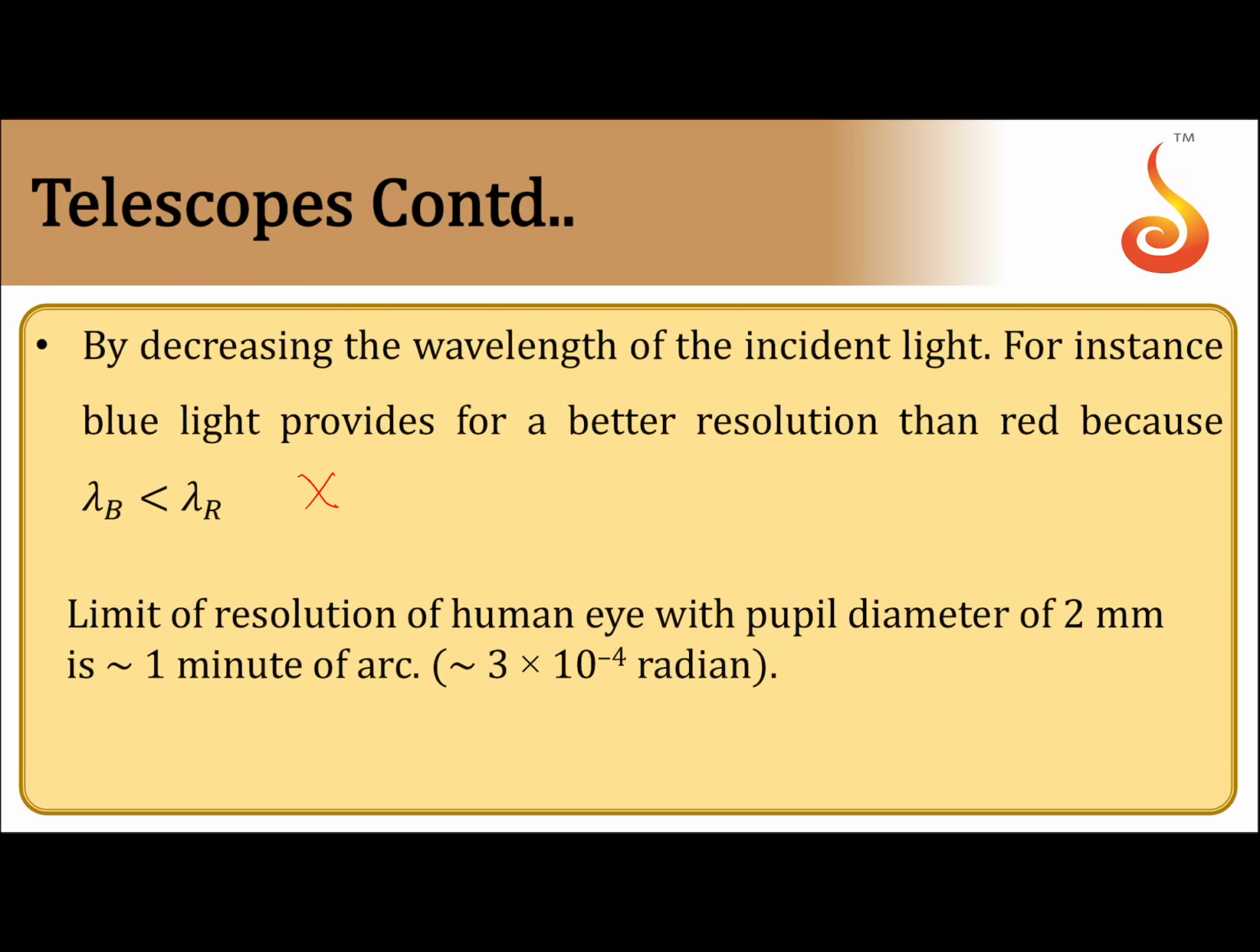Then the limit of resolution of the human eye. Remember, the human eye acts as a telescope, not as a microscope. A typical pupil has a diameter of 2 millimeter. The limit of resolution of the eye is about 1 minute of an arc. 1 minute of an arc is roughly 3 into 10 power minus 4 radians. So, this is the limit of resolution of the human eye.